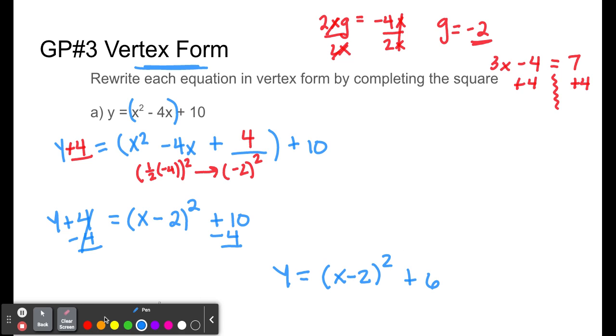So let's go ahead and work through another one. Make sure you have really good toolbox items and you're understanding step by step what to do here.